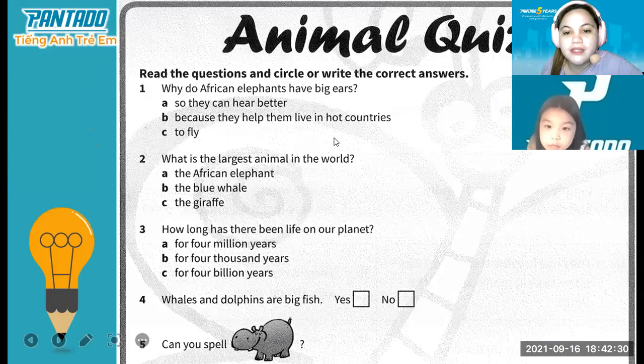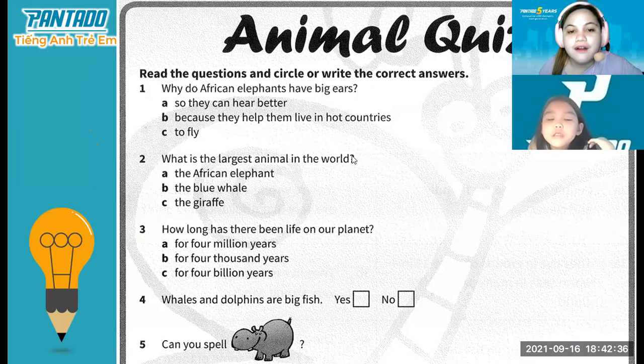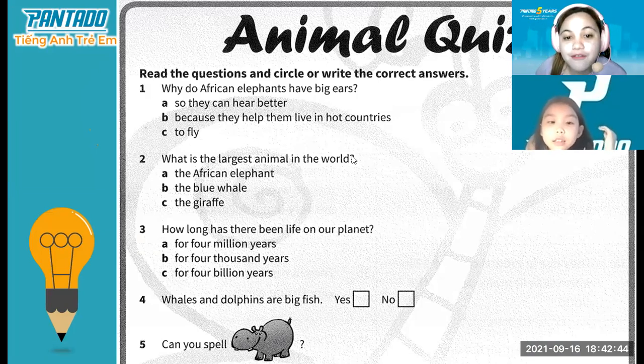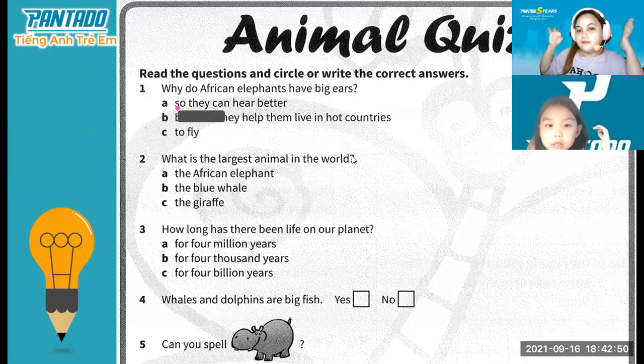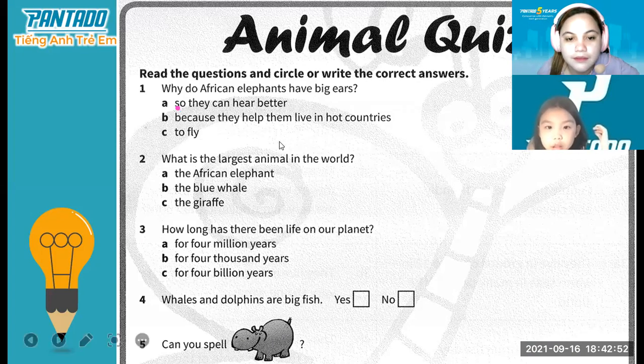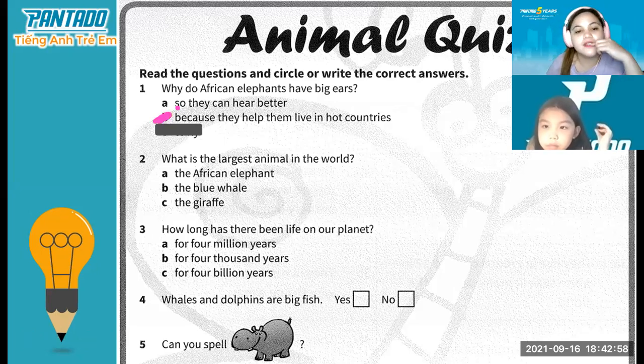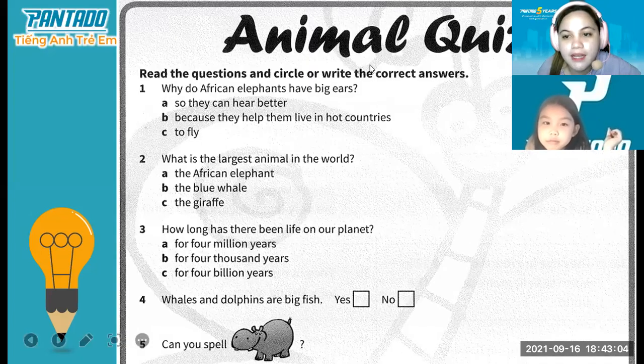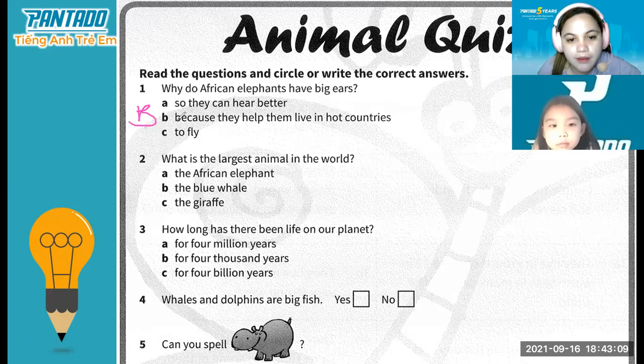So let's do an animal quiz, Huang. This is the last part. Read the questions and circle your correct answers. Okay. Number one question, Huang. Why do African elephants have big ears? Or why do you think they have big ears? Is it letter A, B, or C? What letter is your answer? B. Letter B. Okay, wait a minute. Let's see. I will write your answer. Letter B.